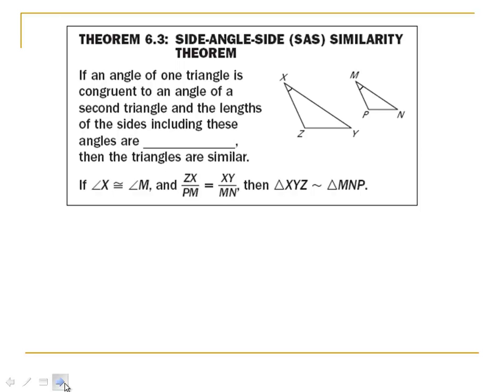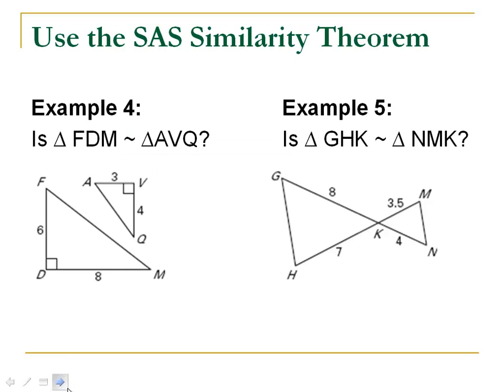Our next thing, side angle side similarity theorem. Again, we had a side angle side congruence theorem. That was when your sides were congruent and the included angle was congruent. Now we're going to say if the angle of one triangle is congruent to an angle of a second triangle, and the lengths of the sides including these angles are proportional, then the triangles are similar. So remember, with the side angle side congruence theorem, your two sides had to be congruent or equal. Now with the side angle side similarity theorem, your two sides have to be proportional.